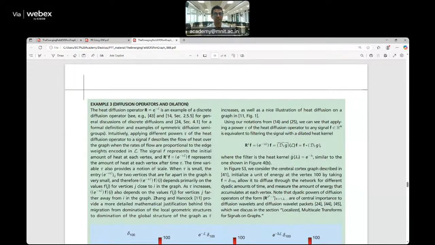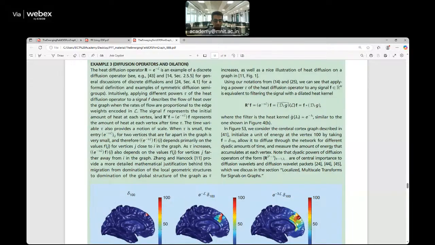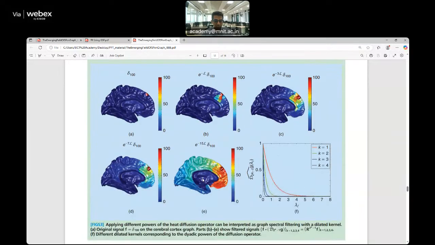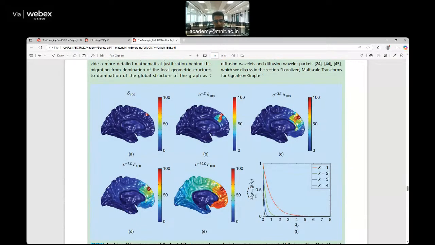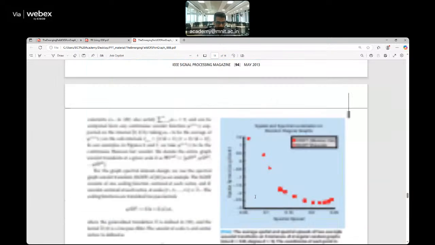Here, this is basically a heat diffusion operator. They are using graph spectral filtering. And what they have done here is, after representing the signal in the form of a graph, they have shown that it leads to some enhanced information.